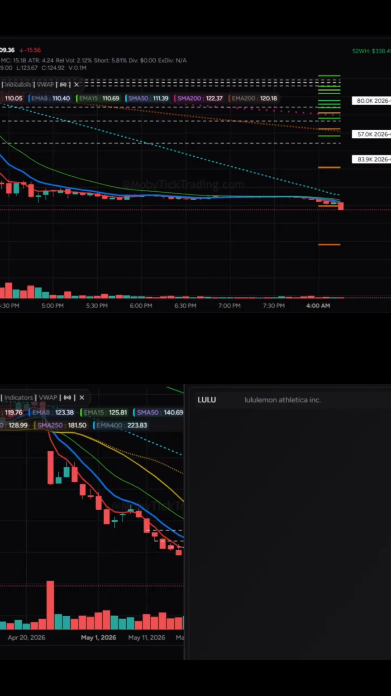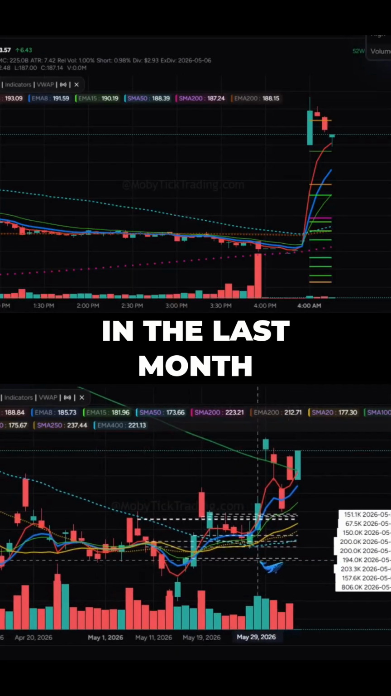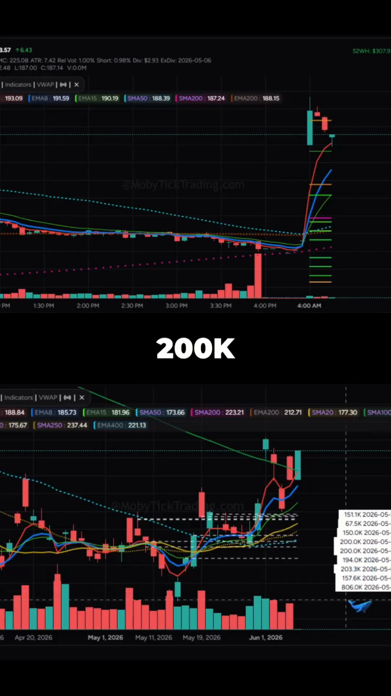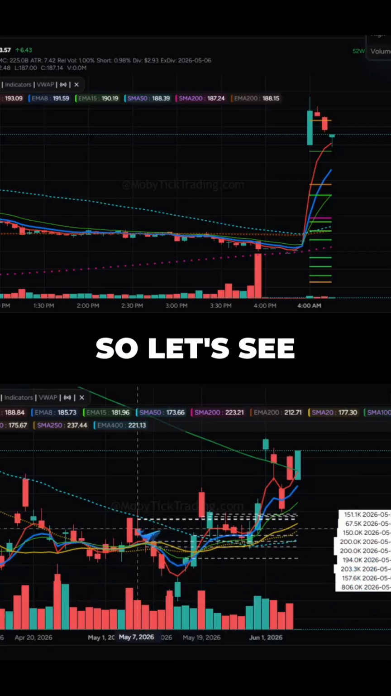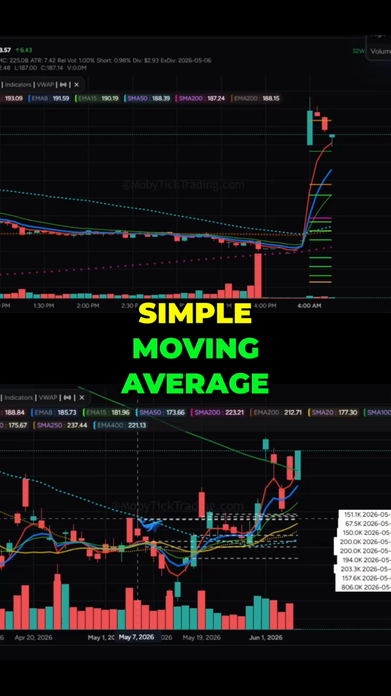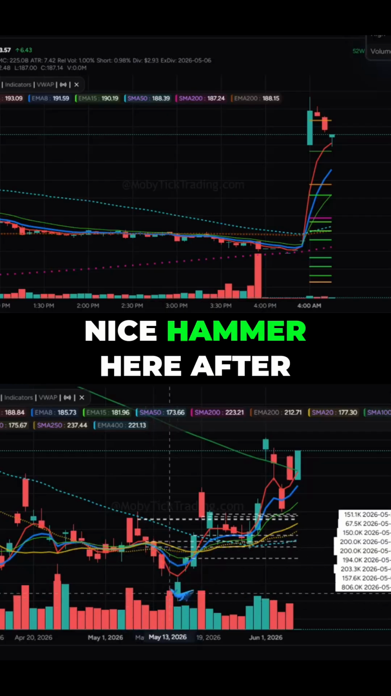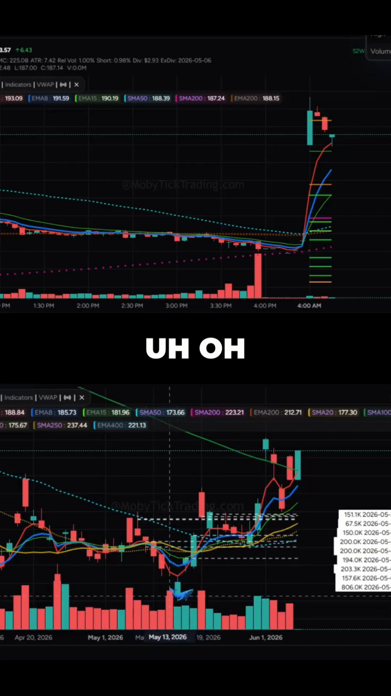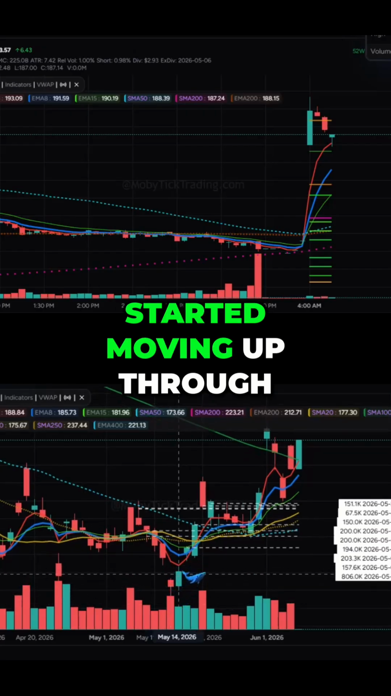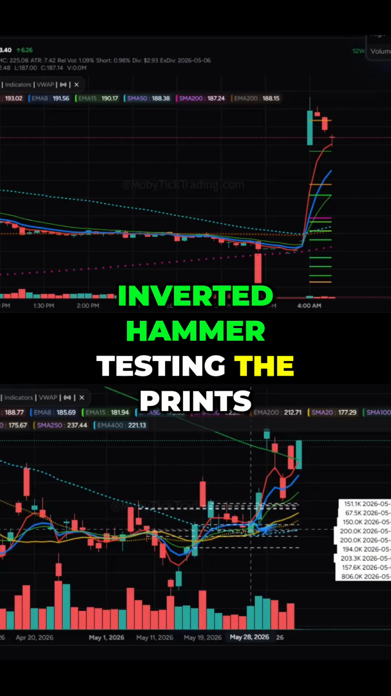So let's go ahead and look at SAP. This one has a different sort of view. In the last month, we can see here 200K, 200K, 200K, 800K over here. So let's see. Going back to May 7th, we had a large print testing the 50 simple moving average. On the way down, we got some more prints. Then we had a nice hammer here after a high volume, oh, there's a red candle here. High volume hammer started moving up through the prints, back, inverted hammer testing the prints, moving up.